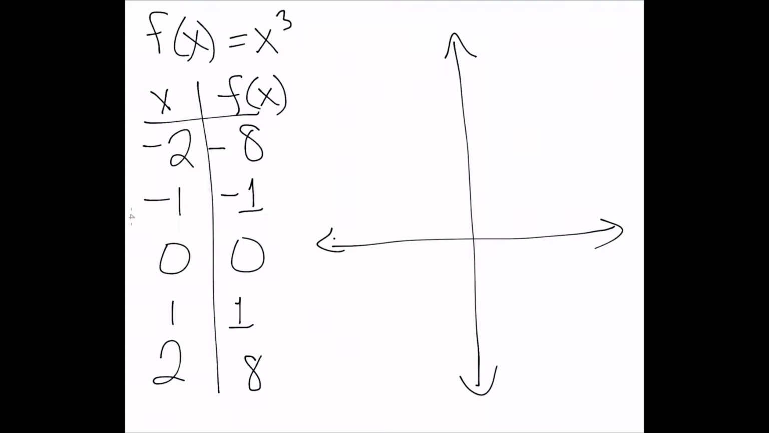And now I can plot these. So I have the point (-2, -8), (-1, -1), (0, 0), (1, 1), and (2, 8). And then I can look at connecting the dots.